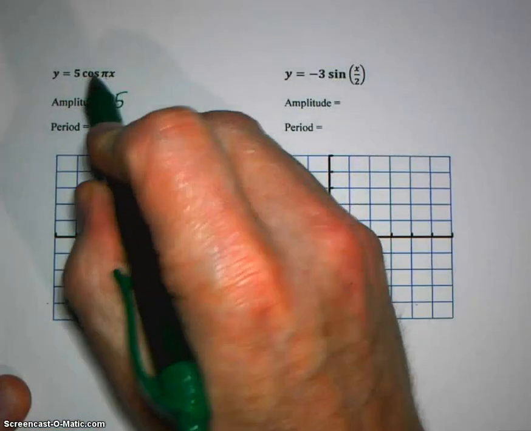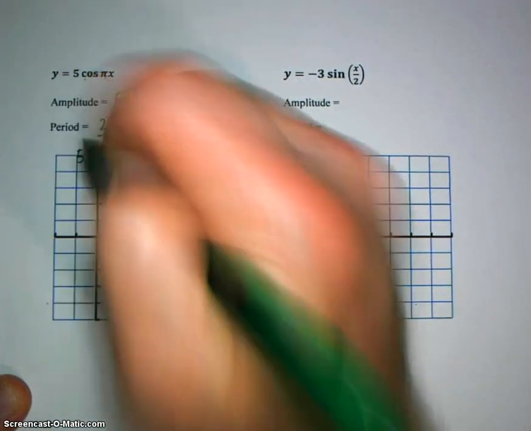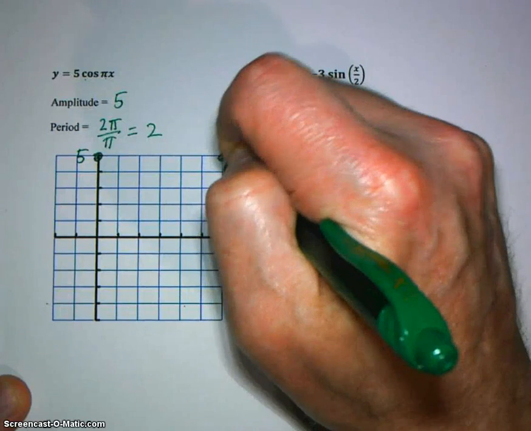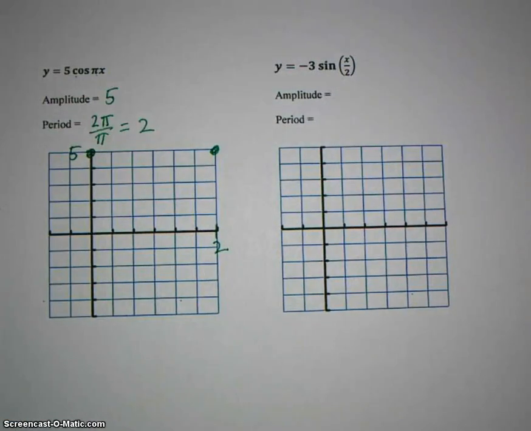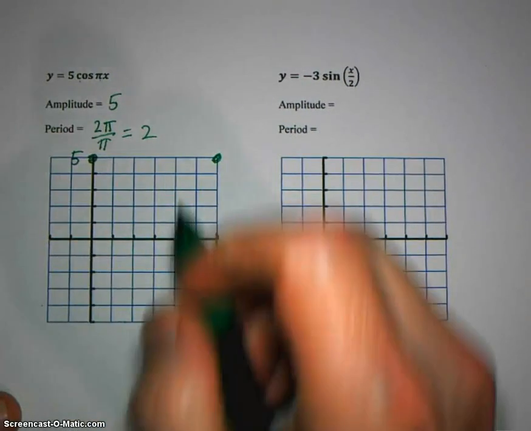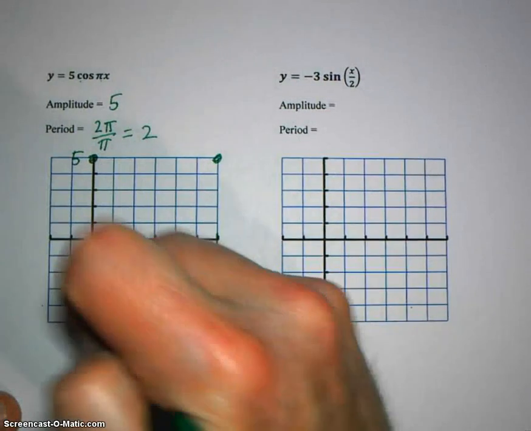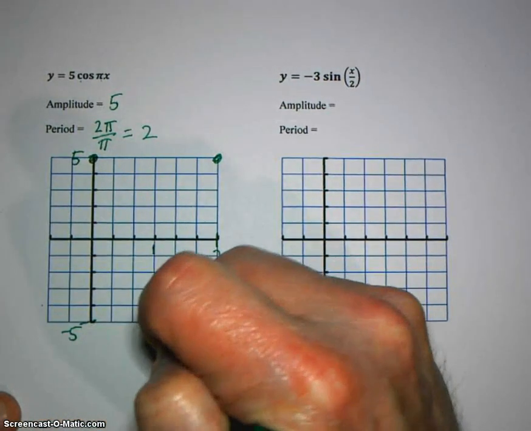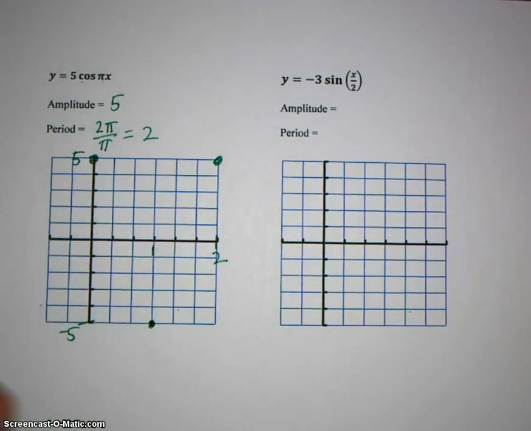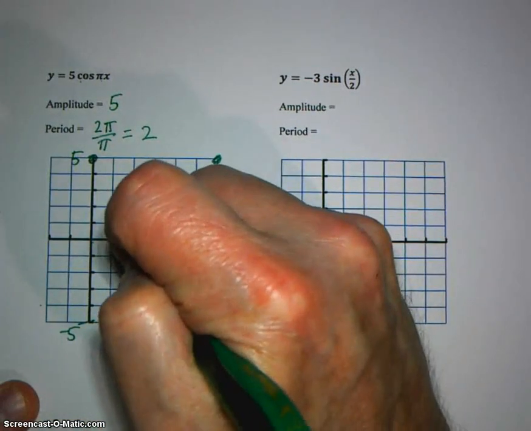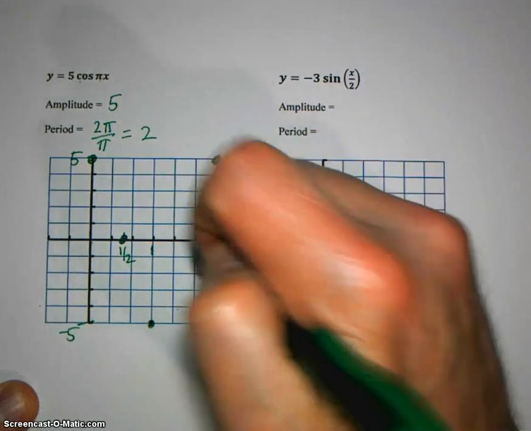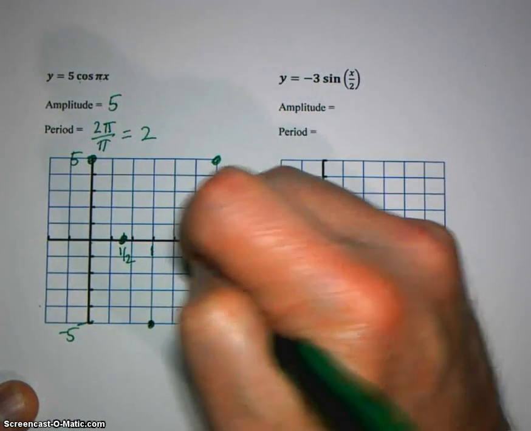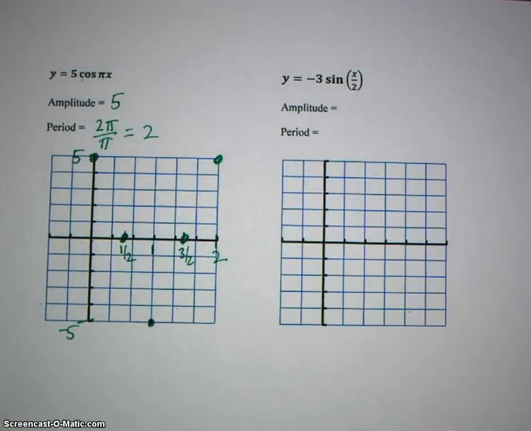Alright, cosine graph starts high. There's 5. Cosine graph ends high. And in this case it's ending at 2. We don't have crazy pi's on our axis this time. Halfway between 0 and 2 is 1. And that's where our graph will be low. Halfway between 0 and 1 is a half. That's where we'll hit the axis. And halfway between 1 and 2 is 1.5, or 3 halves, I would write it. And we hit the axis there.